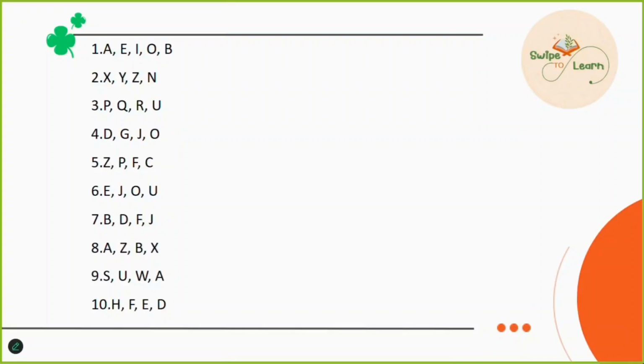Now, here are some examples for the letter odd man out. We will be seeing each one by one. The very first is A, E, I, O and B. When we carefully see, A, E, I, O are vowels, whereas B is a consonant. Vowels follow a specific phonetic rule in English, whereas the consonants do not. So the odd man out is B here.